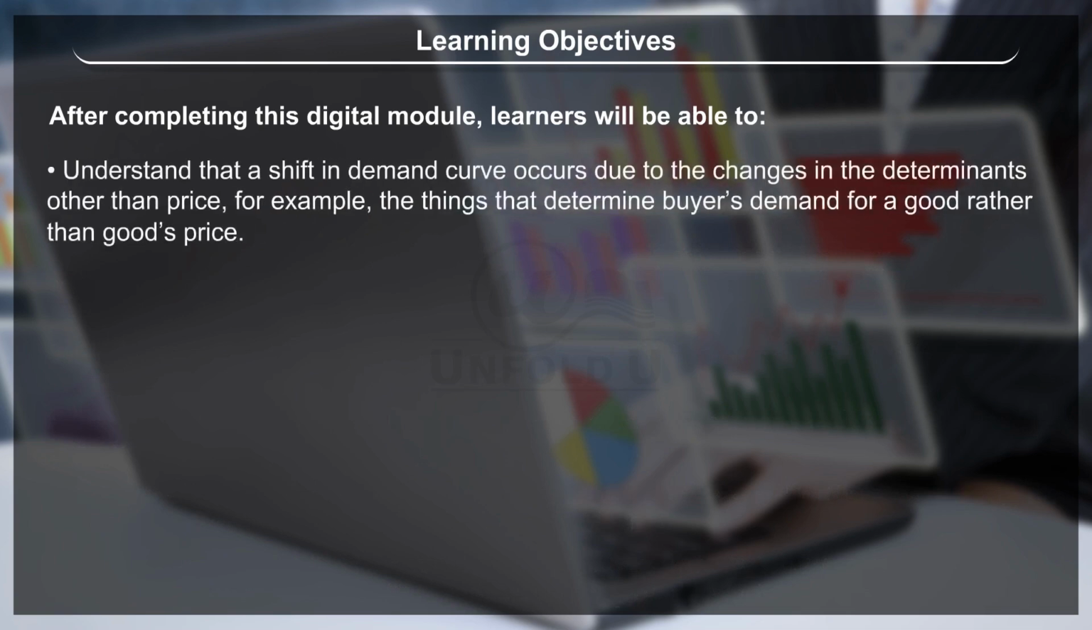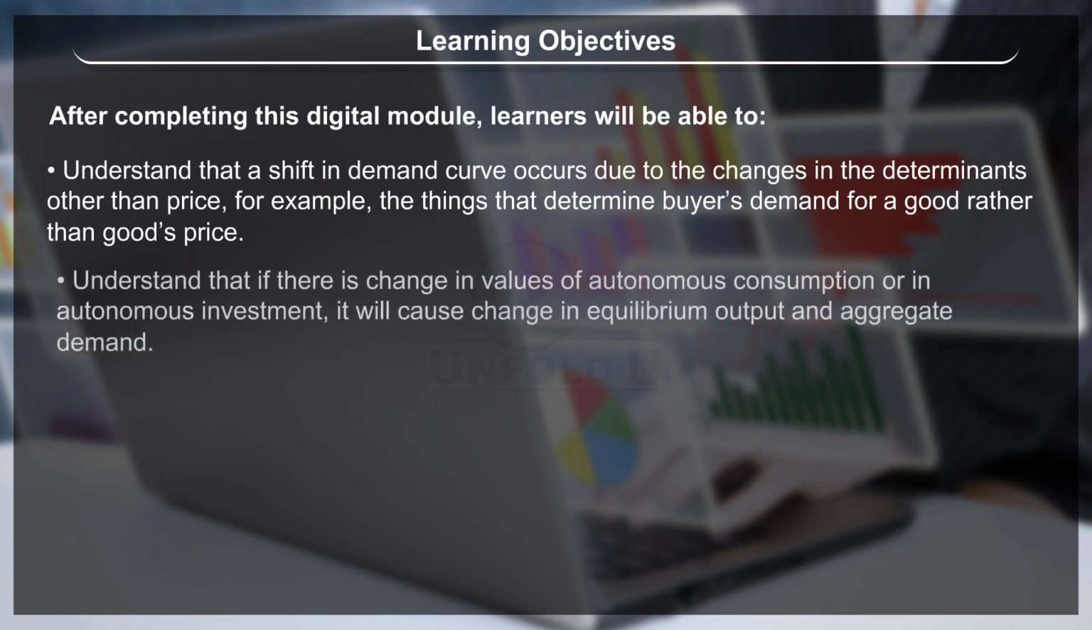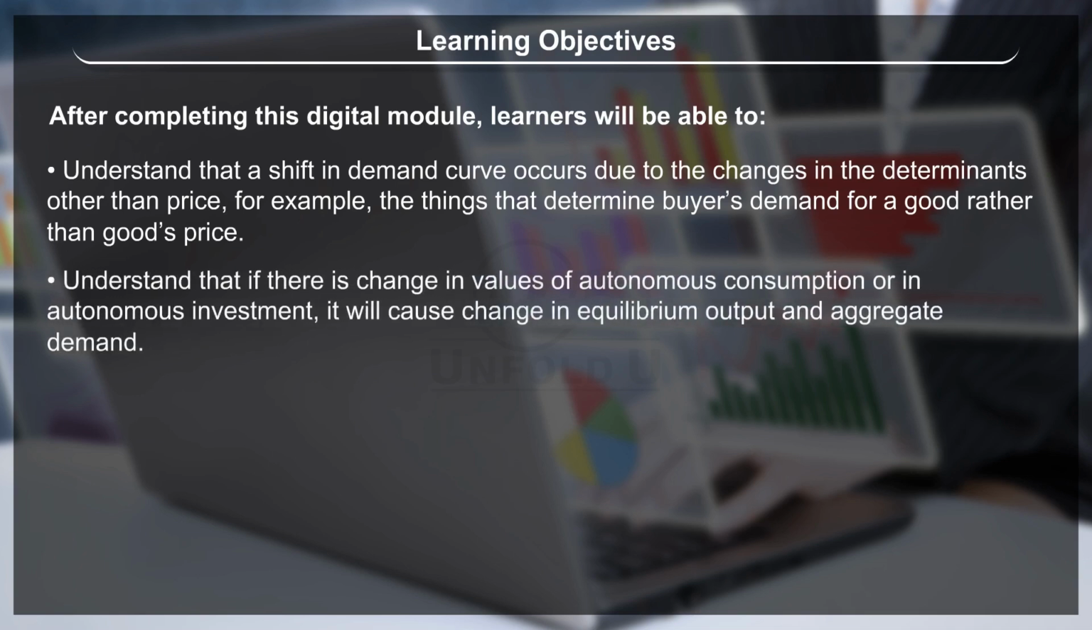Understand that a shift in demand curve occurs due to the changes in the determinants other than price, for example, the things that determine buyers' demand for a good rather than the good's price. Understand that if there is change in values of autonomous consumption or in autonomous investment, it will cause change in equilibrium output and aggregate demand.